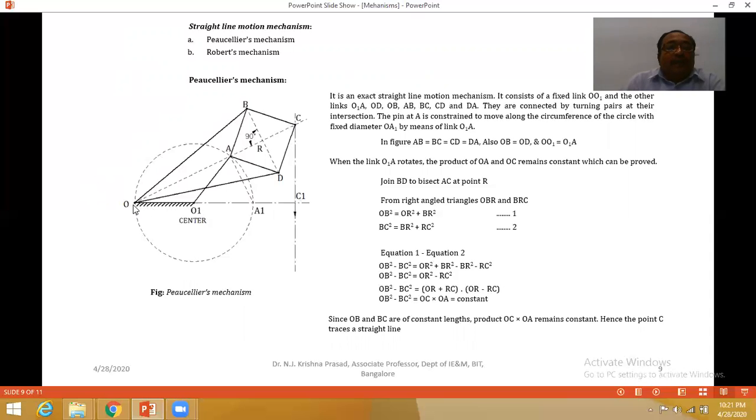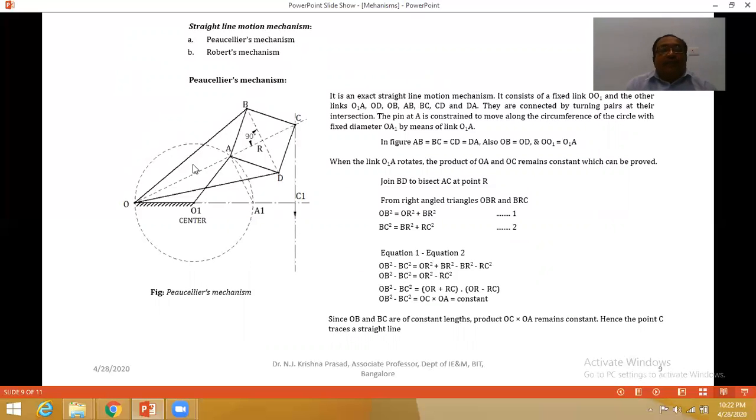Here, the links O1O and O1A are equal, whereas OB and OD are equal. The lengths of the links AB, BC, CD, DA are equal. And if you join BD and if you join AC, they are exactly bisected. Now let us prove how the Peaucellier mechanism draws an exact straight line.